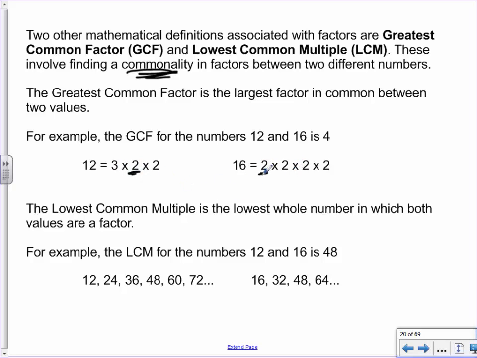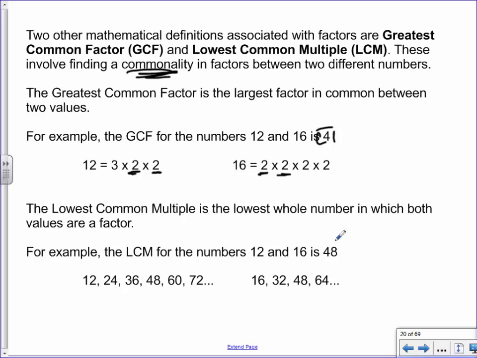This one's got a 2. That one's got a 2. This one here has got a second 2. Does this one here have a second 2? Yeah, for sure. I think that's it. Okay, so apparently 2 groups of 2 are in common for both. 2 times 2 is 4. Factors are always smaller.